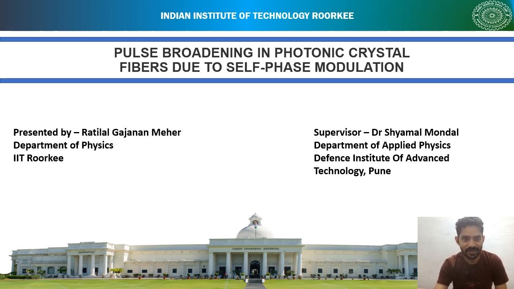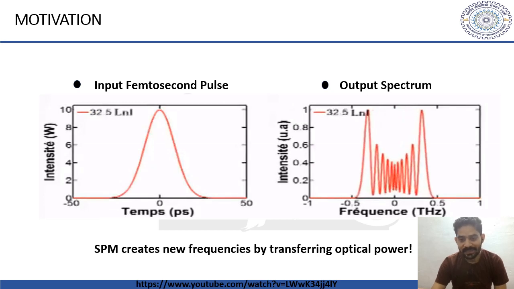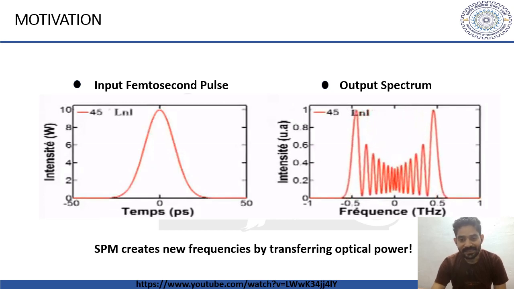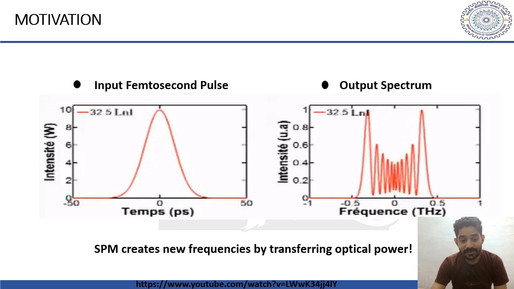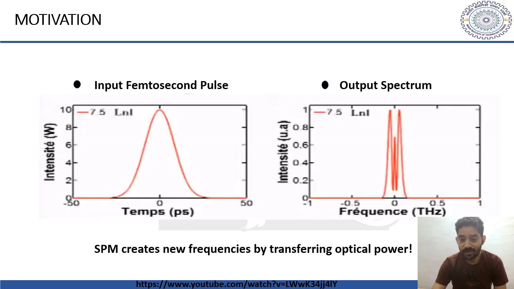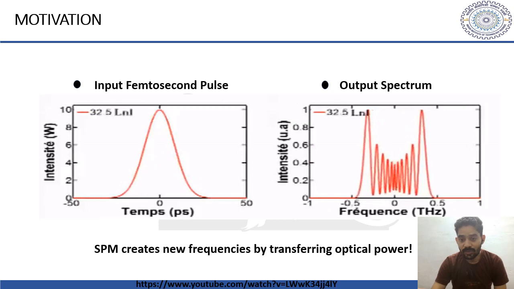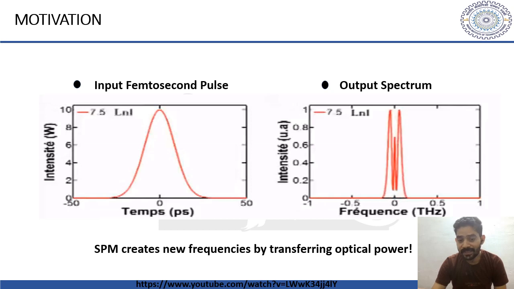Let's begin with motivation. Here we can see the input femtosecond pulse in temporal domain and we get the spectral broadening in frequency domain. This spectral broadening is useful for ultrafast switching in optical fiber. This self-phase modulation phenomenon is also useful to generate supercontinuum, which is useful to make a broadband wavelength source. SPM creates new frequency by transferring optical power.